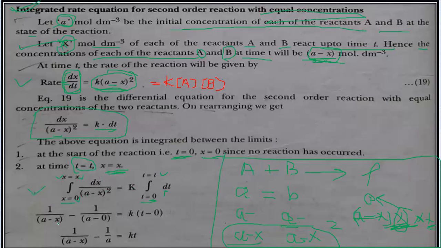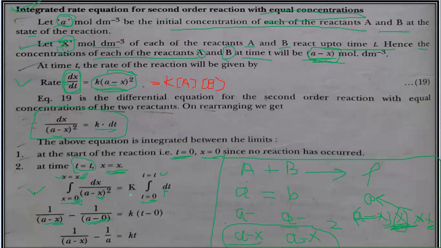That is 1 upon A minus X. See now what entries I have done over here. Initially it is A minus X, and we put the value of X as X. So here it is 1 upon A minus X. Then we put the value of X as 0, therefore 1 upon A minus 0. We put X first, then X as 0.